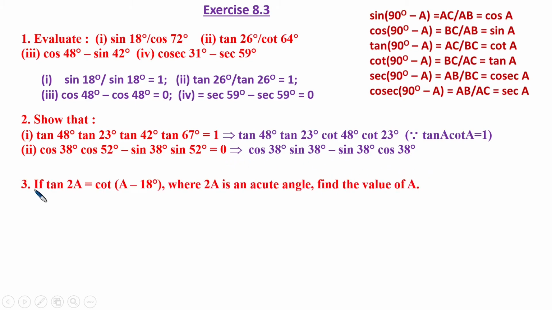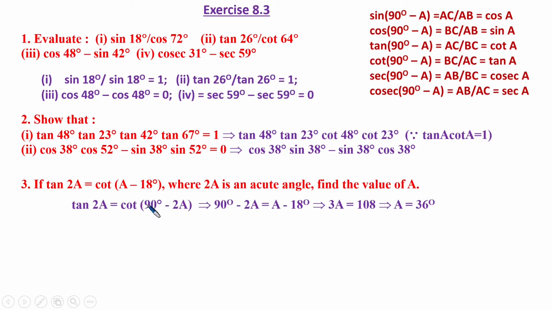So it is okay. Now problem 3: if tan of 2a is equal to cot of a minus 18, where 2a is an acute angle, find the value of a. So here what do I do? Tan 2a I can write as cot of 90 degrees minus 2a, using this identity. Now I equate this: 90 minus 2a is equal to a minus 18. So I rearrange and I will find a equal to 36. This is 108 divided by 3, which is 36.